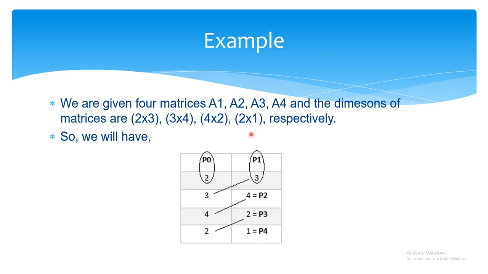The same thing can be given to you in the examination in the form of P0, P1, P2, P3 and P4. For example, the first matrix has dimension 2 cross 3, so the first dimension value will be P0, which is equal to 2. P1 will be 3. Now the second matrix should be compatible with the first matrix. So 3 is there, and here also 3 is there, so this 3 and 3 is repeating. We don't have to consider this value for P2, but the next dimension we have to consider for P2. In the same way you can find the values of P3 and P4 as well.